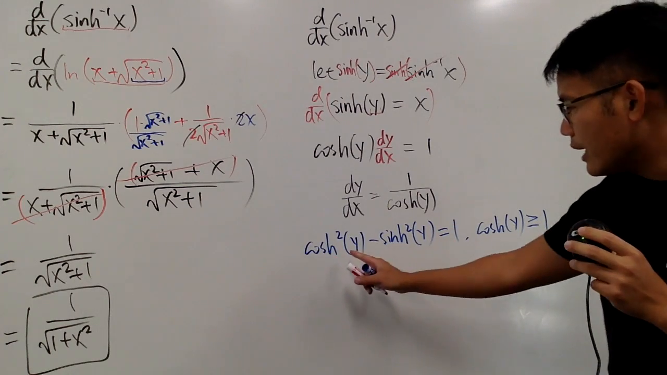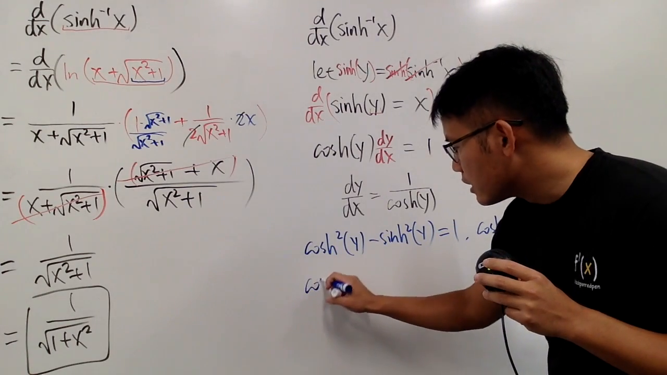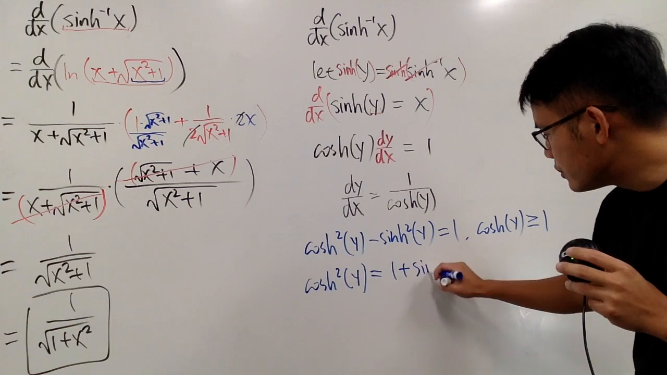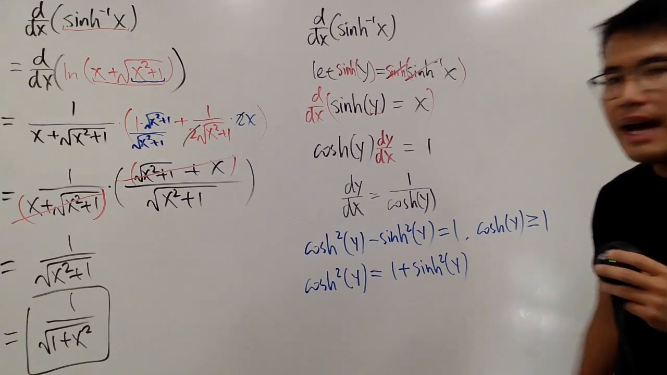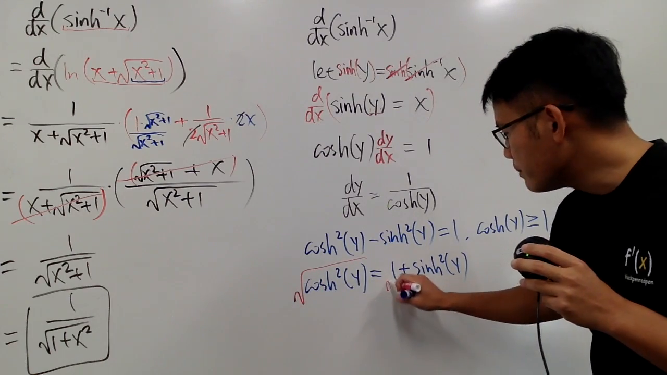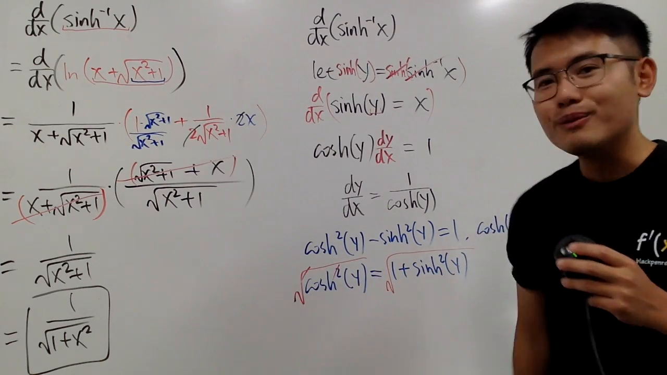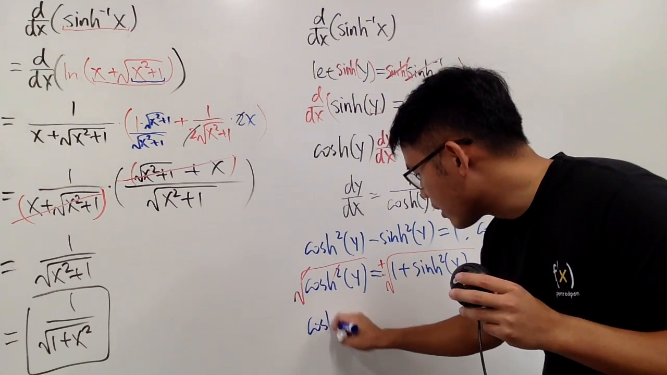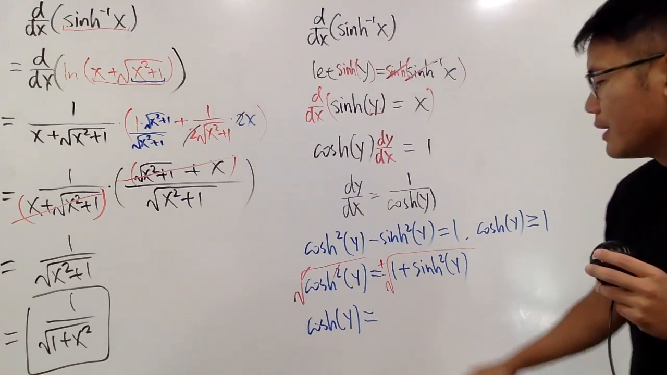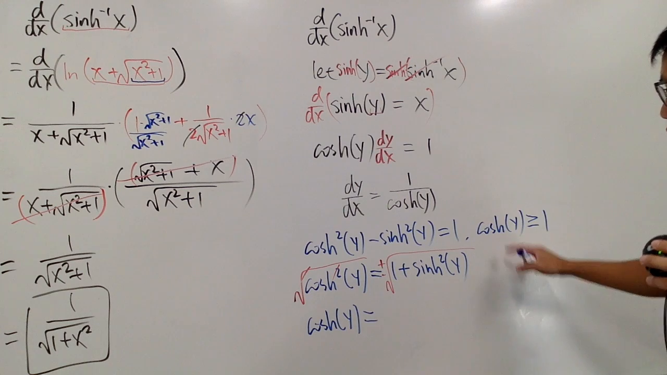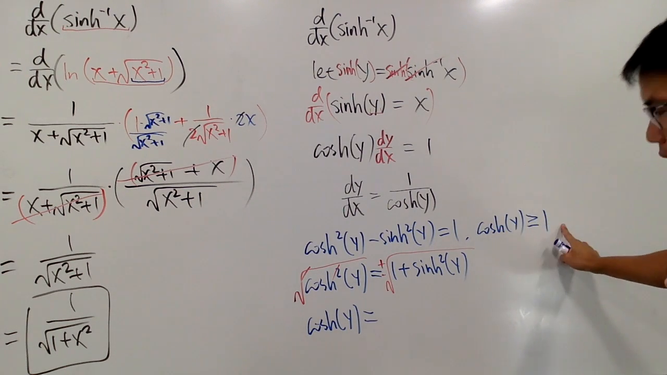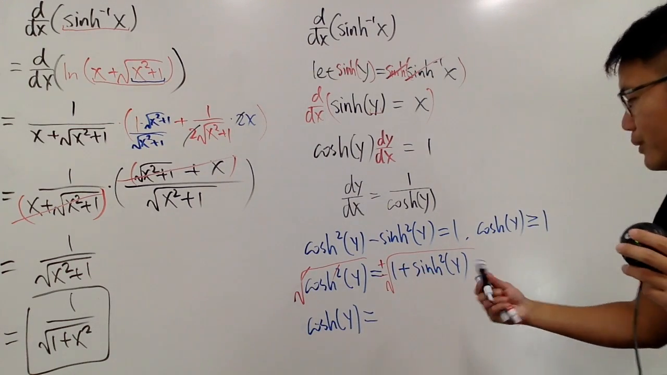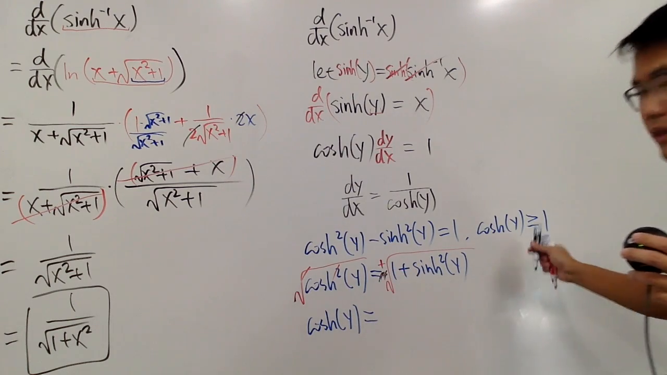So let's see. We are just going to move this to the other side, so I get cosh square y being 1 plus sinh square y, and as usual, we will take the square root on both sides, and this and that will cancel. And technically, I shall put a plus minus, right? And you see, right here, we have cosh y equals to, well, because of this right here, we know cosh y has to be bigger than or equal to 1. So I cannot have the negative right here. Therefore, I really need to get rid of this negative because of this right here.